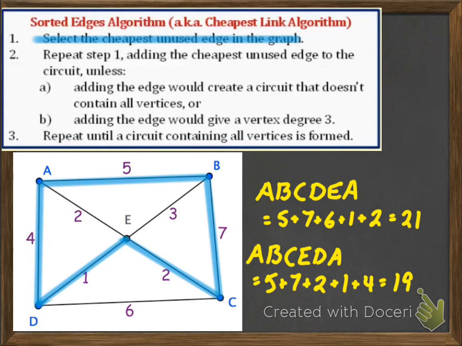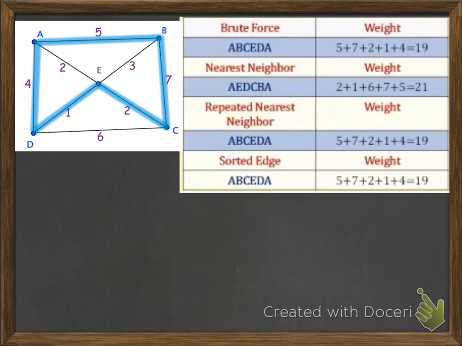So let's take a look at all of the examples we have. So brute force gave us the most efficient method, which is this one, most efficient path. Nearest neighbor did not give us the most efficient path, but then the repeated nearest neighbor and the sorted edge path gave us this same circuit. So both of those were optimal. It's not always going to end up being optimal, but in this case it was. So again, definitely a little more efficient than the brute force method, and these cases did come up with the optimal solution.